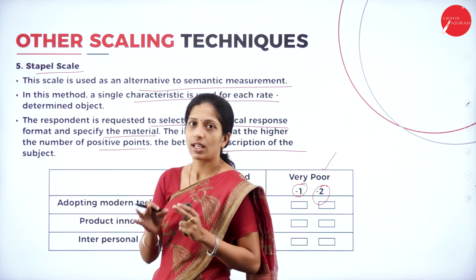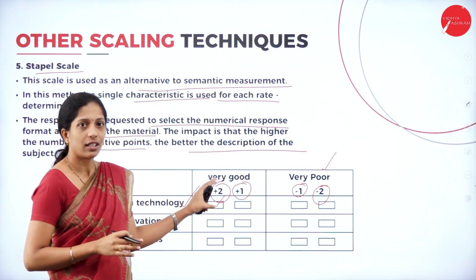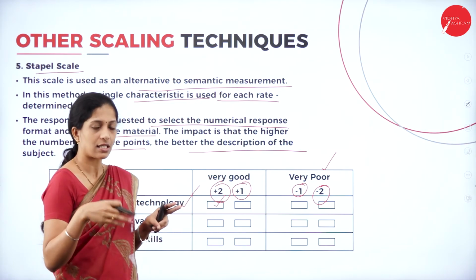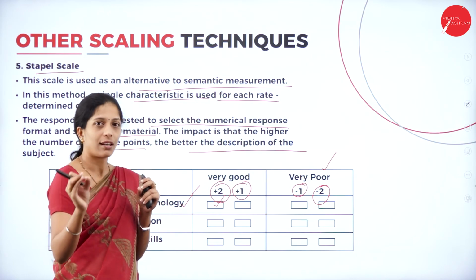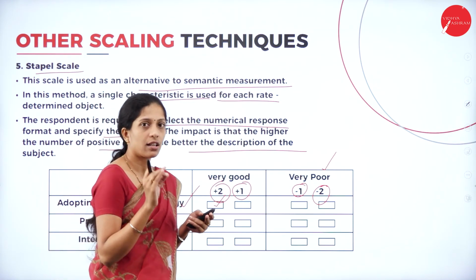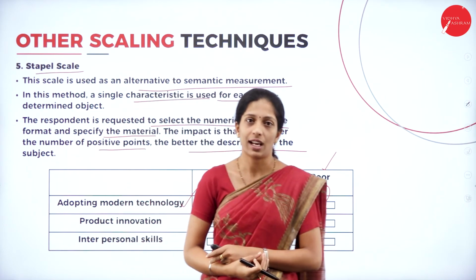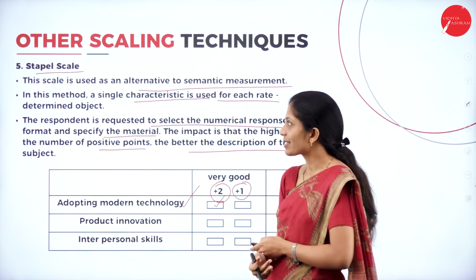For each and every option, they will give like this, that is, plus 2 in the sense it is very good. If it is more positive or higher in number, then it is very positive. If it is in terms of minus, it is very negative. So that is known as the staple scale.